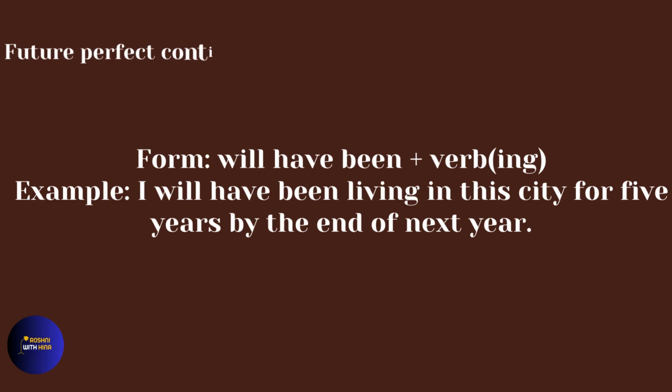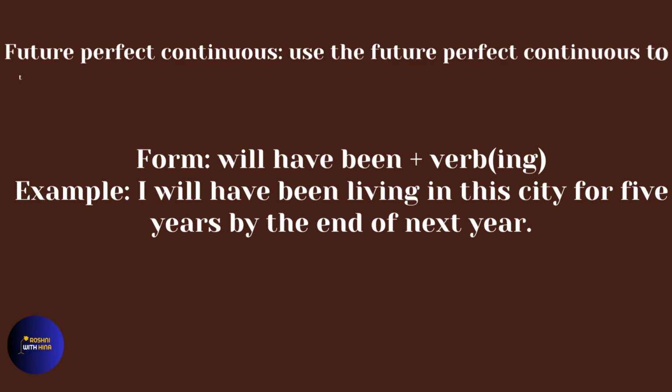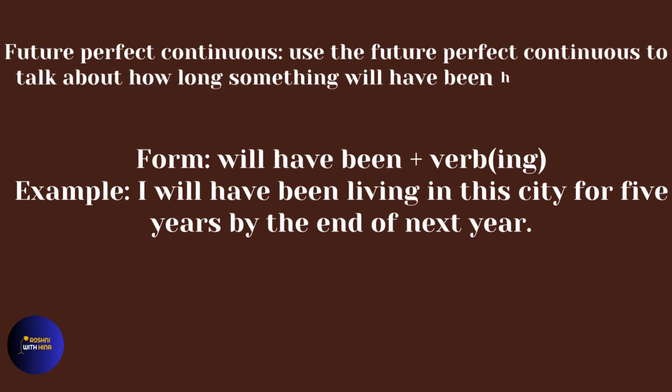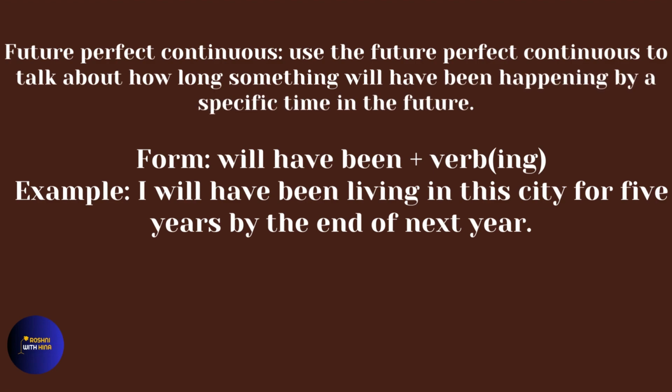Future perfect continuous. Use the future perfect continuous to talk about how long something will have been happening by a specific time in the future. Form: will have been plus verb-ing. For example, I will have been living in this city for 5 years by the end of next year.